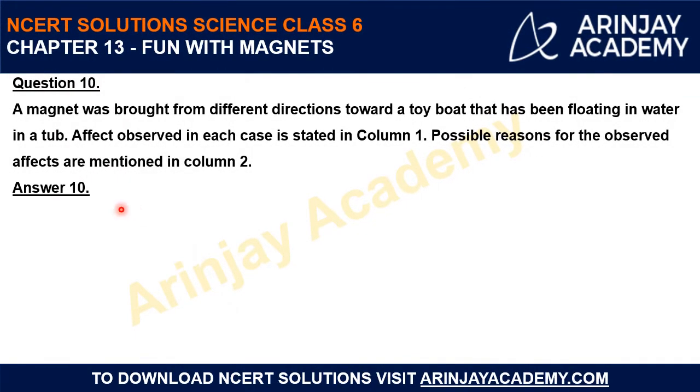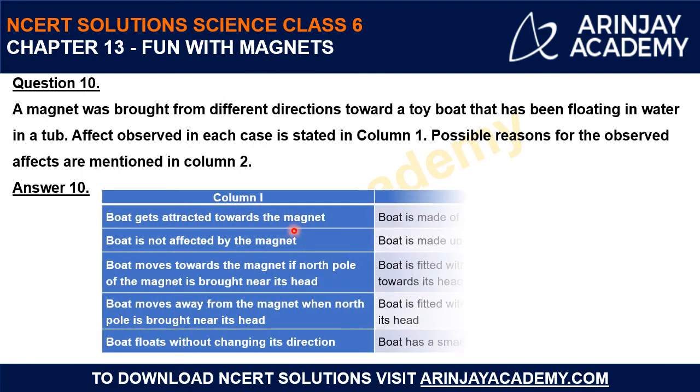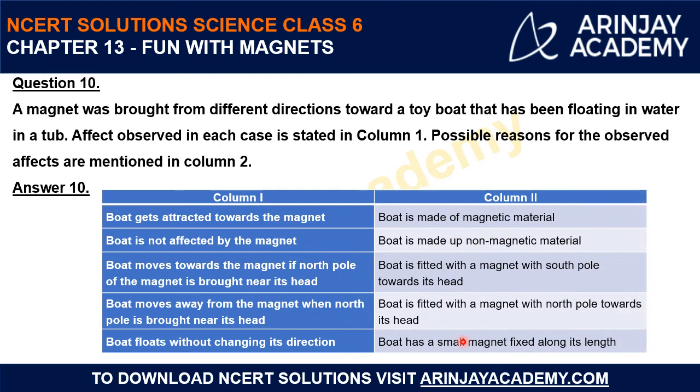So I hope you all have answered this particular question. Let's see. Here we have rearranged column 2 so that it indicates the reasons just after the given effect. Let's see each of them. The first is boat gets attracted towards the magnet. So if the boat is attracted to the magnet, that means the boat is made of magnetic material, because we know that magnetic materials get attracted towards the magnet.